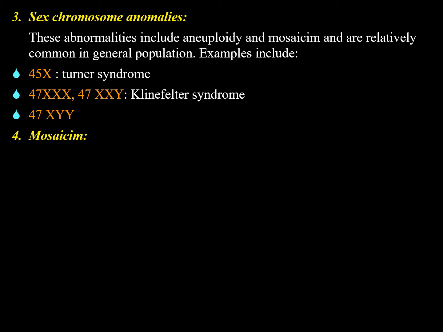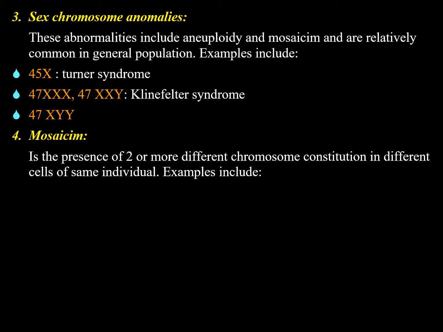Mosaicism. Actually, this is an individual containing two cell lines. One cell line is normal, the other cell line is abnormal. This is called mosaicism, the presence of two or more different chromosome constitutions in different cells of the same individual. Example, an individual with Down syndrome who actually contains two cell lines. Some of the cells are 46XX, which means female and normal, and the other is 47XX plus 21, an extra chromosome number 21, which is Down syndrome. So this is called mosaicism.